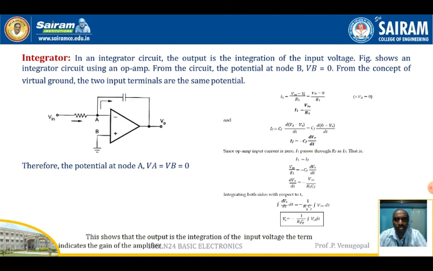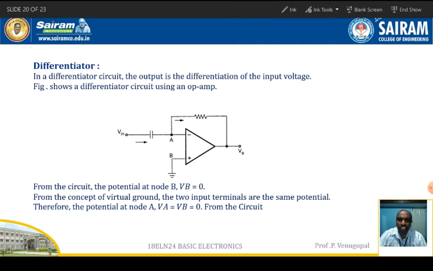So the next application is the differentiator. In this application, you are observing that the feedback element is a resistor and the input element is a capacitor. In the differentiator circuit, the output voltage is the differentiation of the input voltage. The figure shows the differentiator circuit using the operational amplifier.